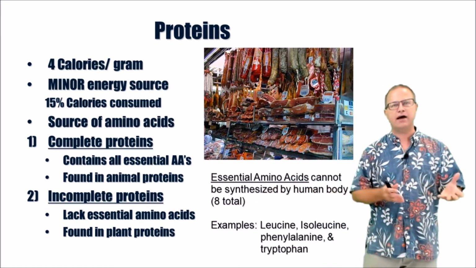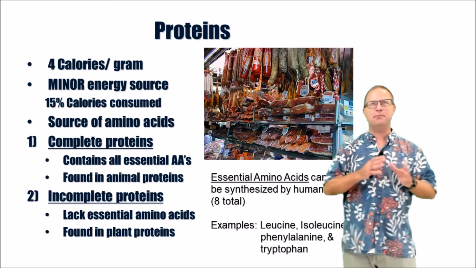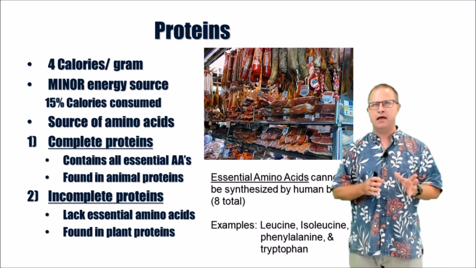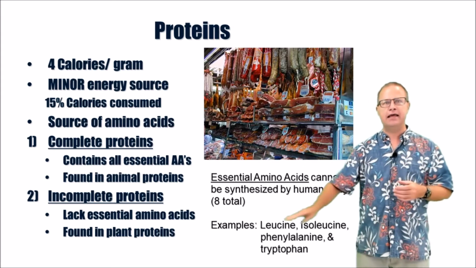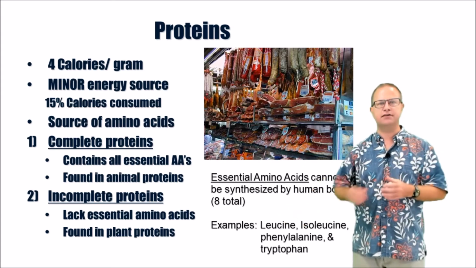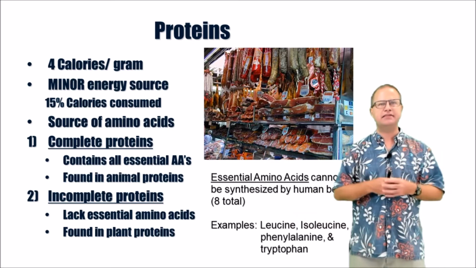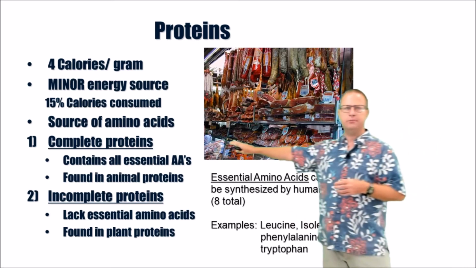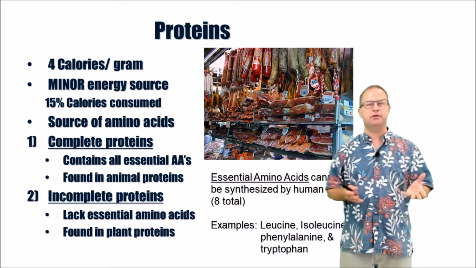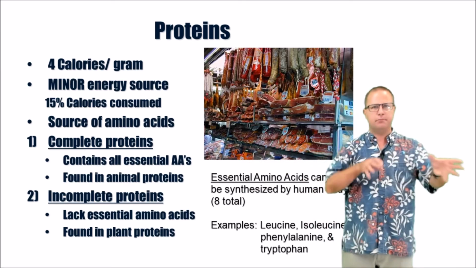Now, there are 20 amino acids. As it turns out, we can make about 10 or 11 of them, but there are 9 that the body cannot make on its own. It has to get them from the diet. Examples are down here, like leucine and isoleucine, and so we have to get these in our diet. And meat and things like eggs are great because they are complete proteins. They contain all the essential amino acids, and so we don't have to go elsewhere and pick and choose.